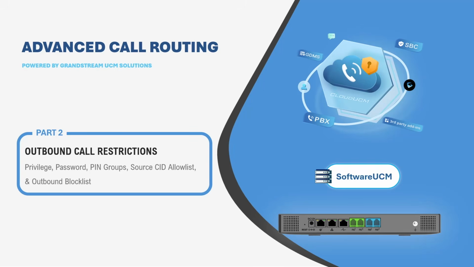In this video, we cover the outbound call restriction features available on the Grandstream UCM solutions. These features can be implemented to restrict outbound calls based on predefined rules incorporating privilege, PIN numbers, passwords, source caller ID Allowlist, and Outbound Blocklist. These mechanisms can help prevent unauthorized outbound calls, minimize toll fraud risk, and control access to expensive call routes.